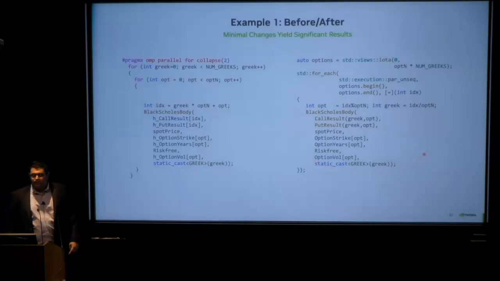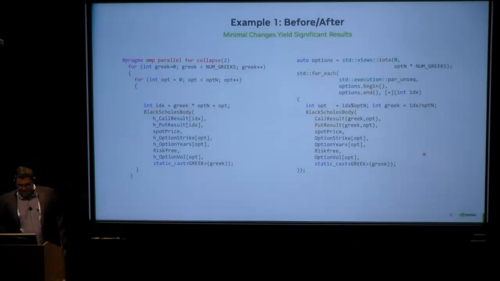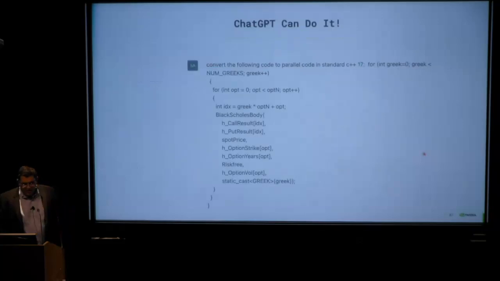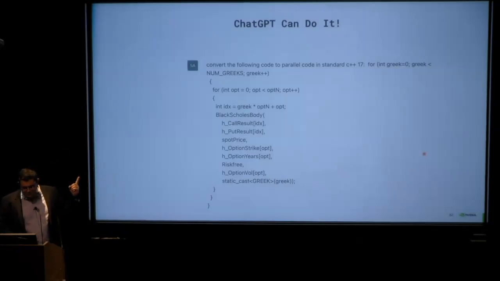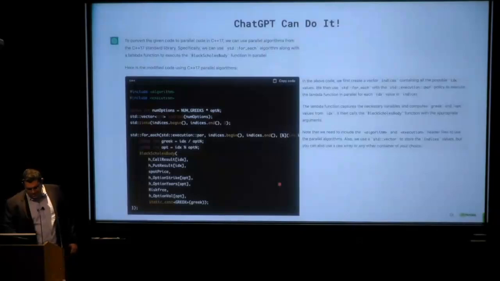And so if you have a lot of code written in C++ before C++17, and everything so far in this presentation has seemed daunting, here's another alternative for you. You can actually get some decent results helping you write your code. We asked ChatGPT to convert your code into a parallel one in standard C++. Let's see how well ChatGPT did. So that's the answer here.